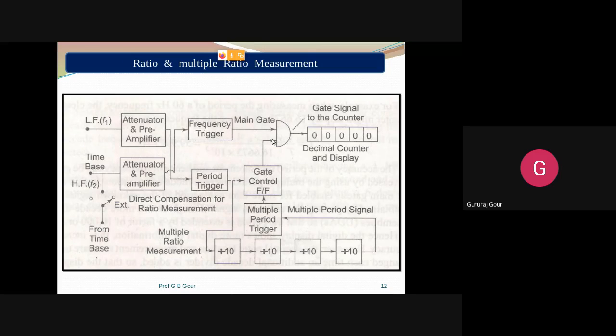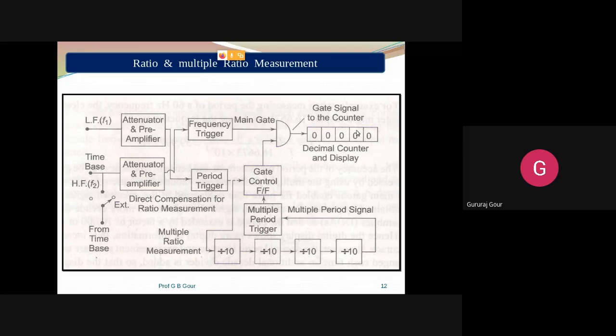So we have to pass the number of pulses through this main gate for the entire period of the low frequency. Because low frequency means it has a large period width, that's why it has been given as the second input. For the entire second input duration, the low frequency width is very large, and all the high frequency waveforms will be allowed to pass through.